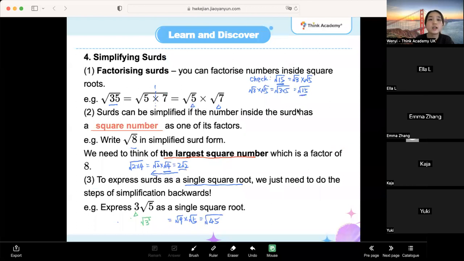And then we learn something about simplification of the third. The first step is actually factorizing the third. And to simplify the third, one way is to find the largest square number, which is also a factor of the number inside this third term. And another way to simplify the third is to write it into a single square root. And that is all for today's lesson.